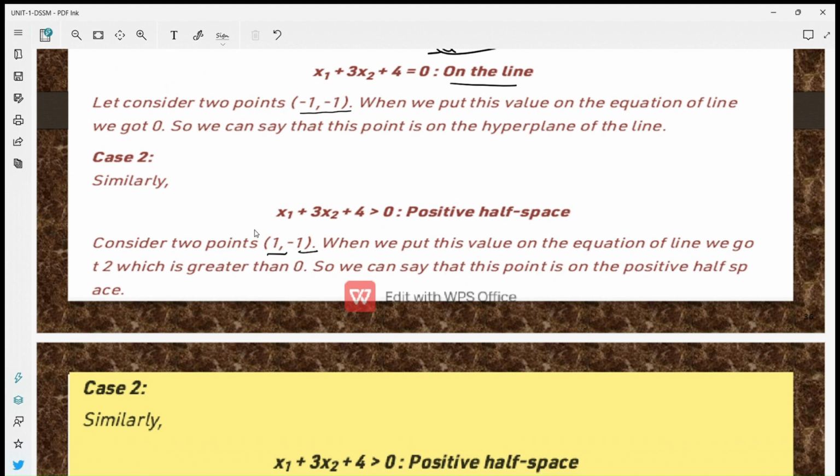So I am substituting this value: minus 3 plus 4. Okay, see here, minus 3 plus 5. What would it be? 2, right? So here we are getting a positive value. That's why it is in the positive half space.